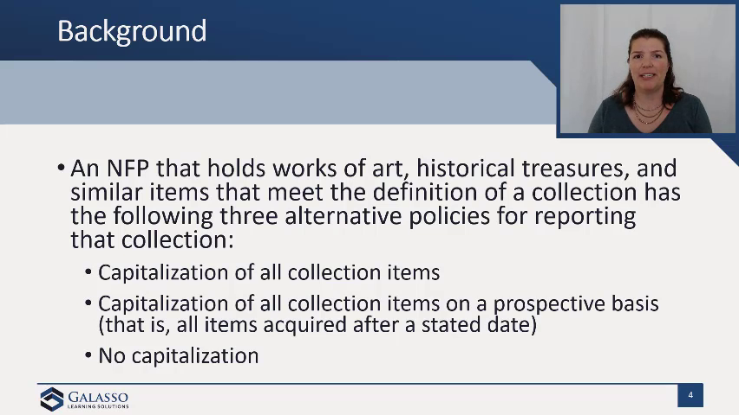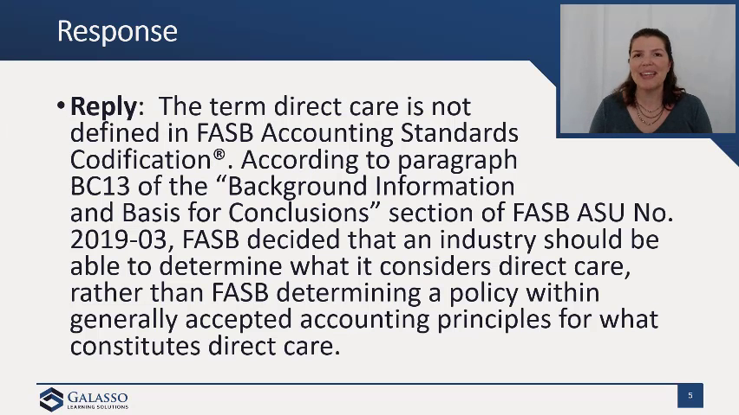And because they changed the definition, the big issue was, as you can see in the reply that the AICPA gave, that the term direct care is not defined in the accounting standards. So they had talked about potentially doing it and ultimately decided not to. And so in the basis for conclusions, FASB indicated that an industry should be able to determine what it considers direct care rather than FASB determining a policy within GAAP for what constitutes direct care. So basically, FASB threw it back to the nonprofit world, and the AICPA, who has a not-for-profit expert panel, picked it up to provide a little guidance.